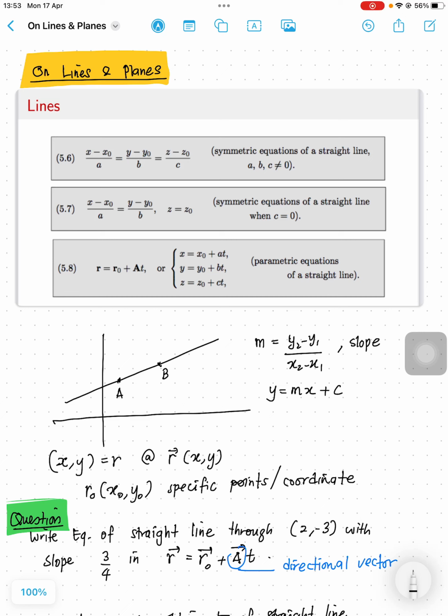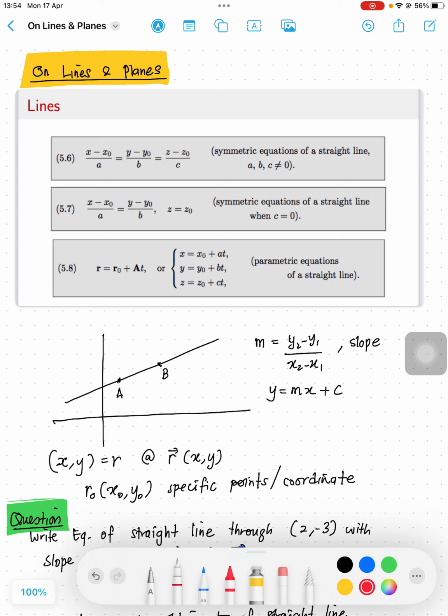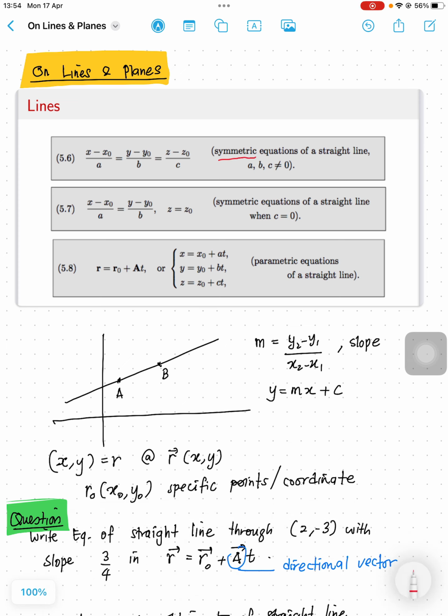Hello class, I'm going to continue with lines and planes and give some revision. There are three types of equations that you have to know. The first one is symmetric equations of a straight line, in terms of x, y, z. And then if you consider c equals to 0, then you have only two variables.